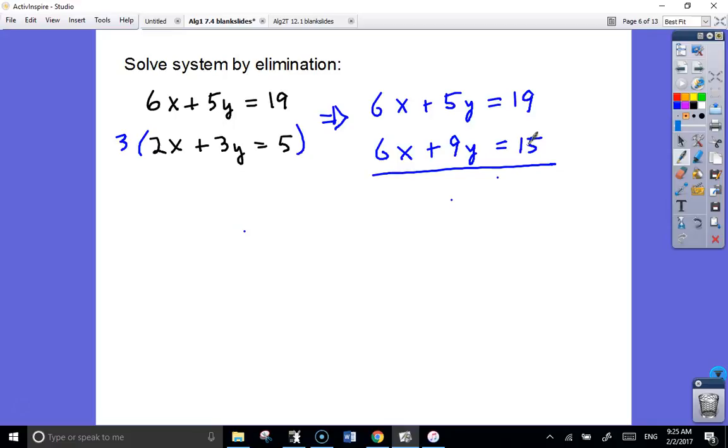You could do either one. If I'm going to do this, I'm going to have to multiply both equations by something. To do the x's, I just need to multiply this one. But you can do either one. In the end, it's your choice.